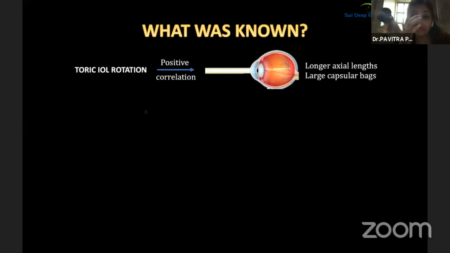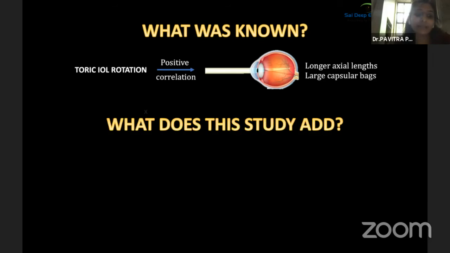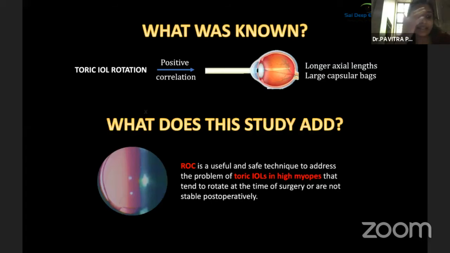So to conclude, toric IOL rotation has been positively correlated with longer axial lengths and larger capsular bags. So reverse optic capture can be done simply and quickly in these patients while implanting toric IOLs in high myopes, and it does not require any more extra time or instrumentation than a routine surgical repositioning.